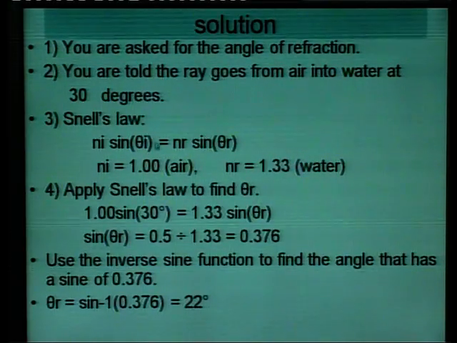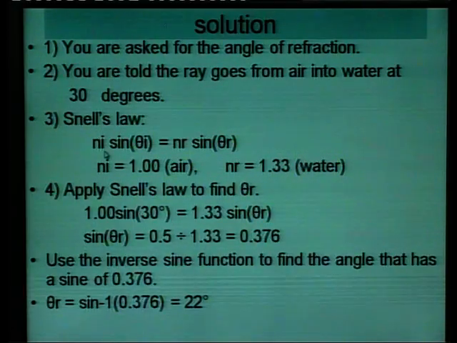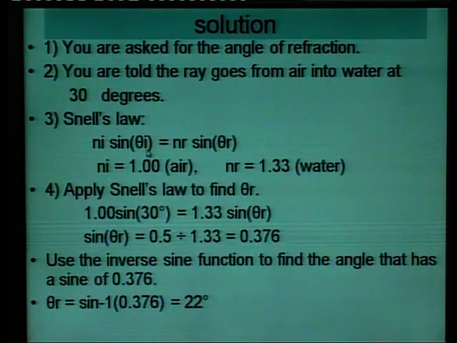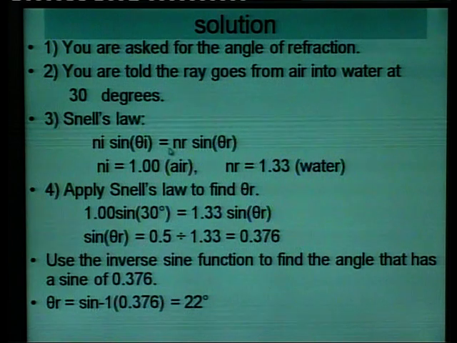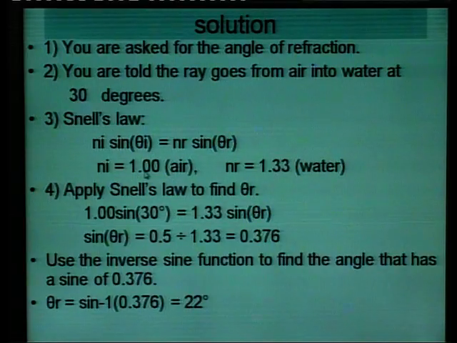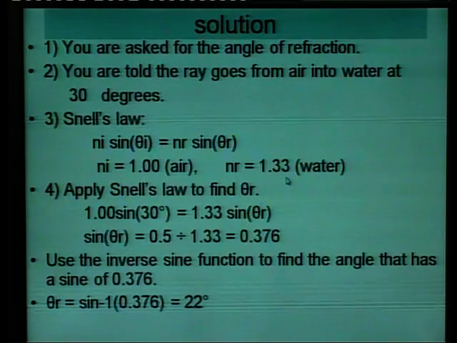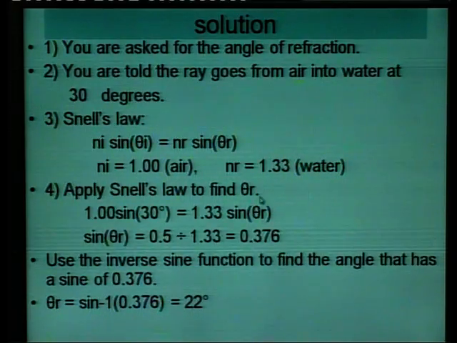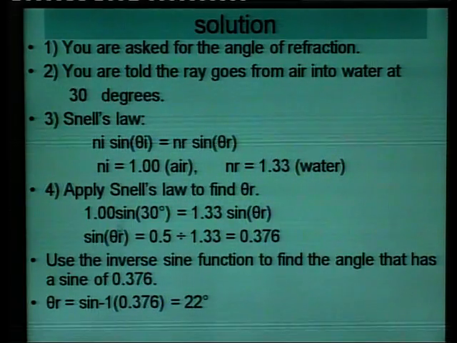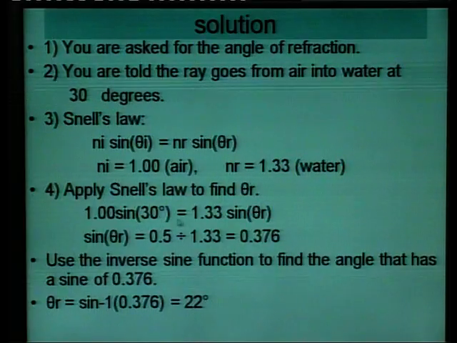So Snell's law, this gives us refractive index in first medium, or you can say incident, into sin theta i, theta incident, जिसमें medium air, in this case it is air. So this is nr sin theta r. So ni is air, its refractive index is 1. nr, the second medium, is water, its refractive index is 1.33. Applying Snell's law to find theta r, substituting these values of ni and nr and also theta i. So we get 1 into sin 30 is equal to 1.33 into sin theta r.